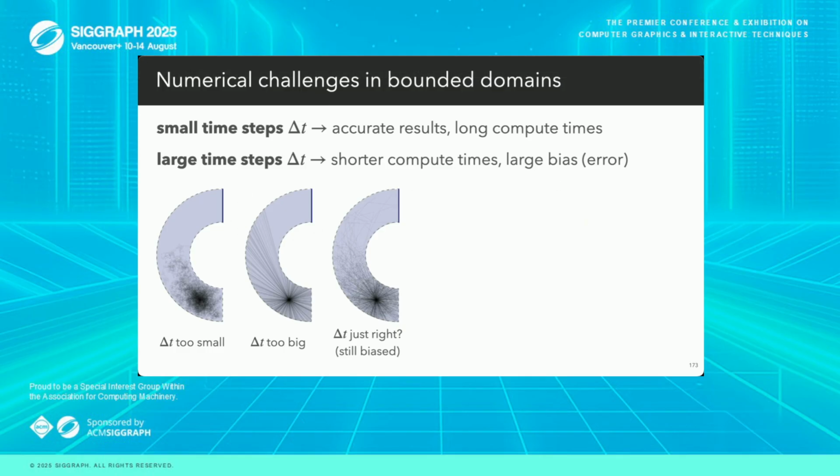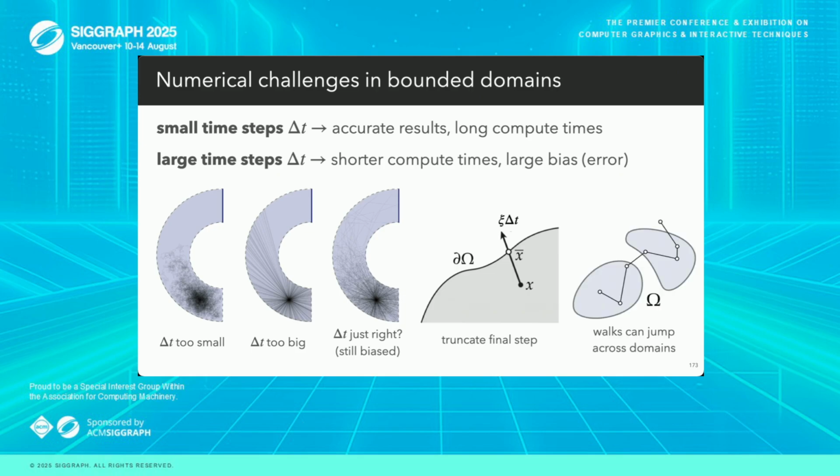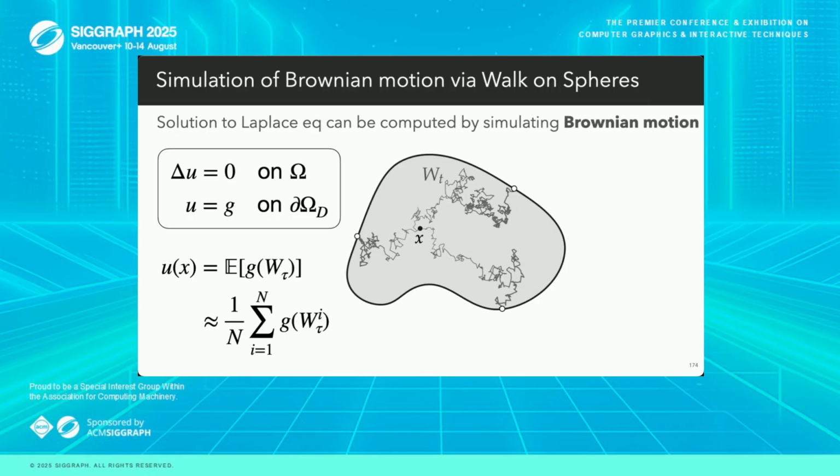OK. In bounded domains, we also have additional bias from needing to truncate the final step of the walk, which can easily end up jumping from one part of the domain into another, since a normal distribution has infinite extent. So at this point, it really shouldn't come as a surprise that we can overcome these efficiency and bias issues by simulating Brownian motion using walk-on spheres.